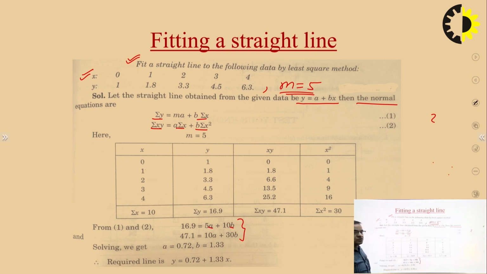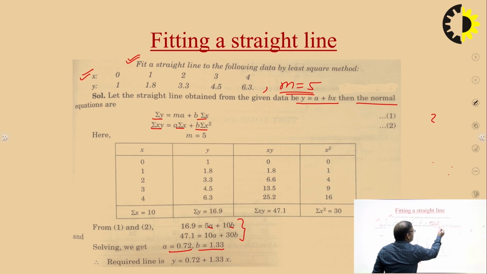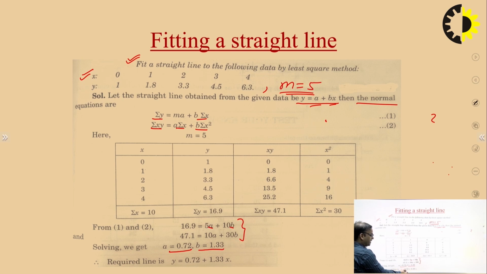Okay. So after solving these with the calculator, we get the values of a and b as a is 0.72 and b is 1.33. So these are the required coefficients and constant values in the standard equation we have, and we put these in place of a, b. In the standard equation we put these values here, and the standard equation is converted into the required curve. The answer is y is equal to 0.72 plus 1.33 x. This is the required equation of the straight line.